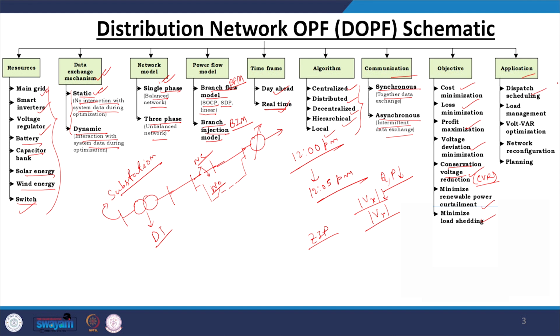Applications are dispatch scheduling, economic load dispatch, load management, volt var optimization, network configuration and planning. This kind of application you will do with the DOPF. Now, we will see what the OPF control algorithms or control schemes are.